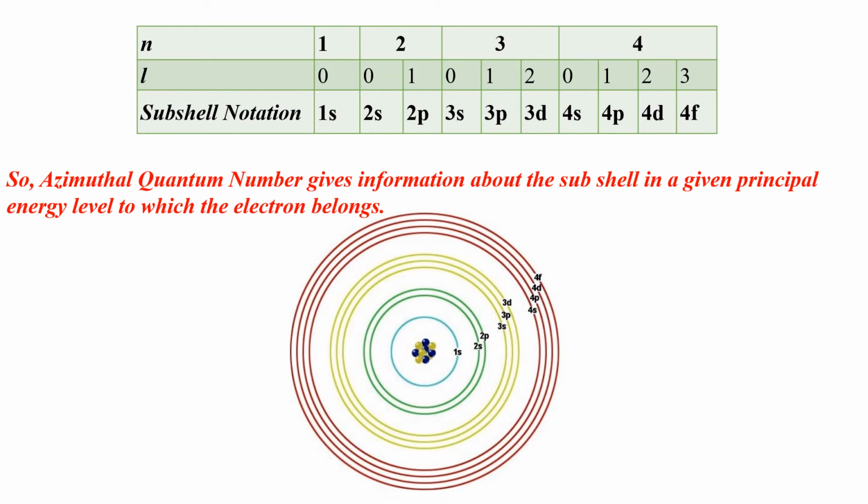So the azimuthal quantum number gives information about the subshell in a given principal shell or energy level to which the electron belongs. It gives information about the subshell.